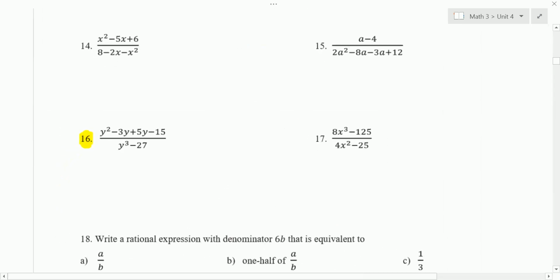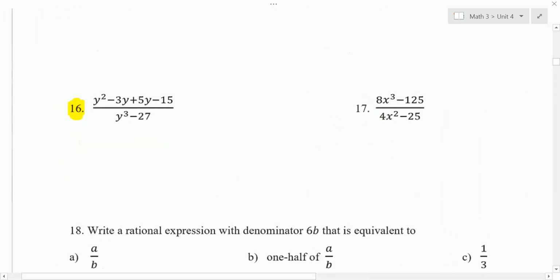Next, let's take a look at number 16. We want to factor. So we have 4 terms in the numerator, which can be simplified. The negative 3y and the positive 5y can become a 2y, but it is written as 4 terms, so we can check pretty quickly if this factors by grouping first.